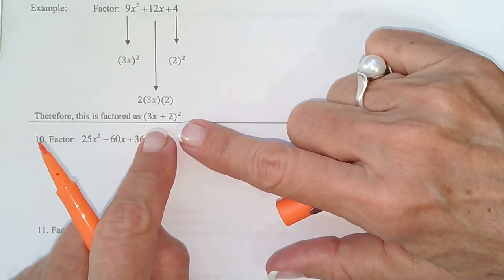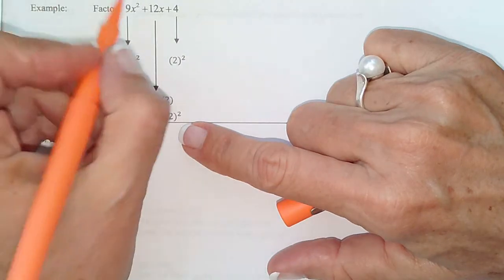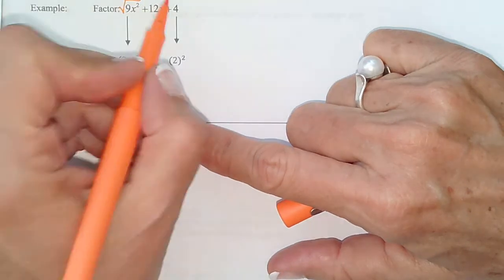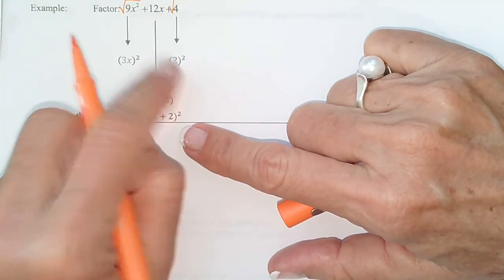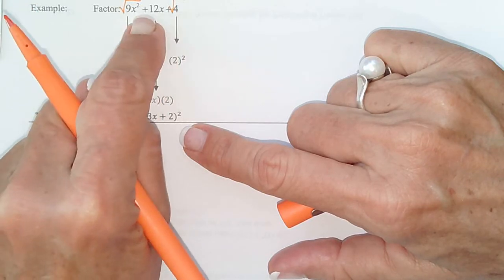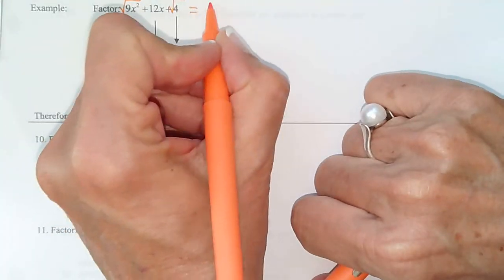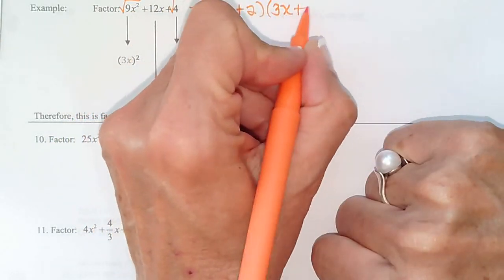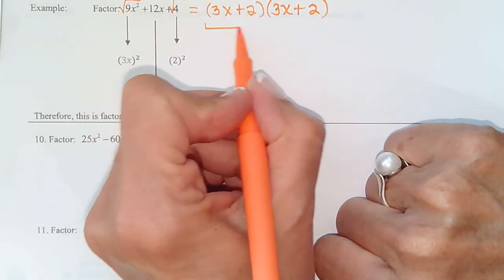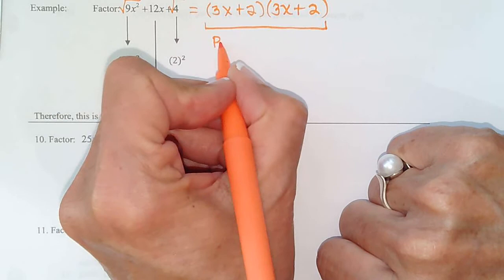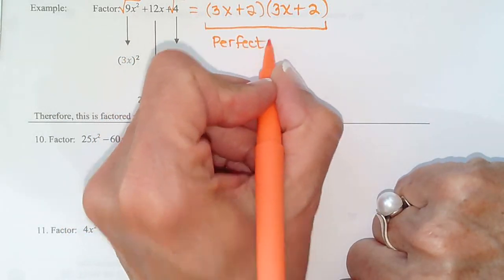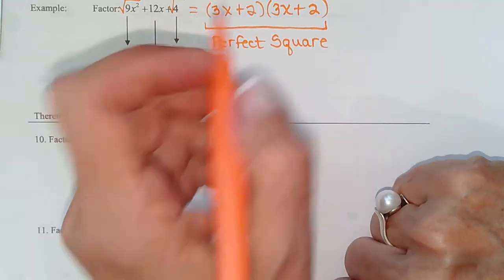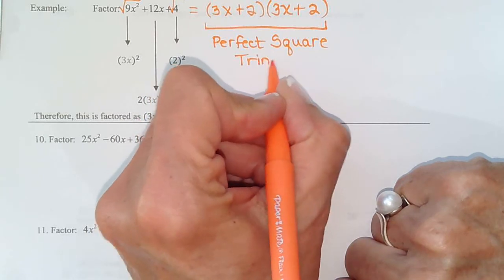So you have to check it after you're done. You take the square root of that, you say what number times itself gives me 9x squared, and that's 3x. What number times itself gives me 4? 2. This says the signs will be the same. This says they'll both be positive. So we get 3x plus 2 times 3x plus 2. And we call that a perfect square trinomial when the two factors are the same, because so far we haven't had any where the two factors are the same. So this is just a very tiny little group of problems that this works on.